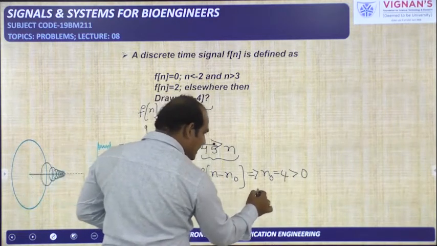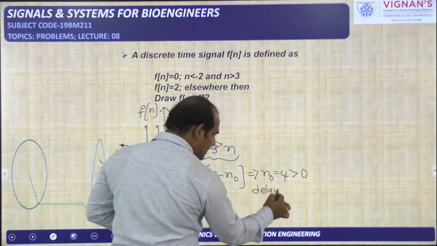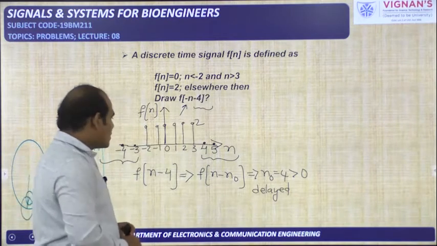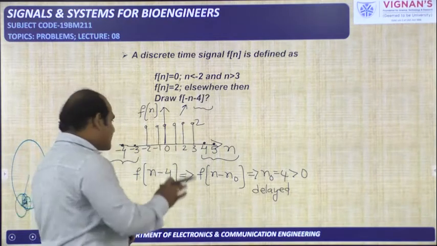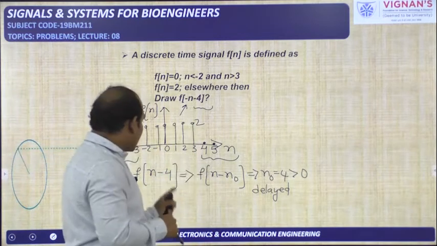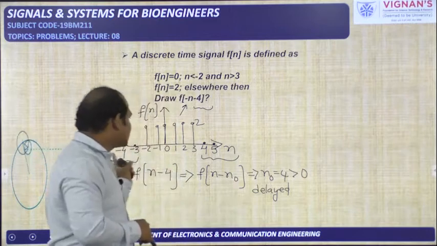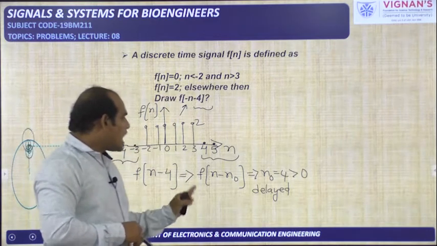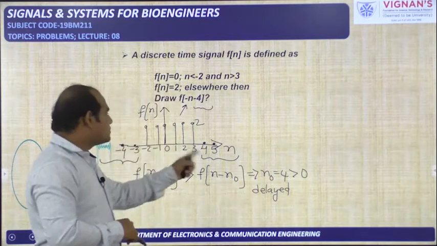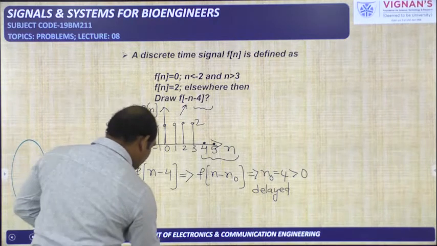That means I will get the time delayed version, because it is positive. So how to get that one? After identification of the t0 value in continuous time, that t0 should be added to the time axis. Now after identification of the n0 value, that n0 value should be added to the time axis. Everything is the same. Okay, so now I am going to draw here.